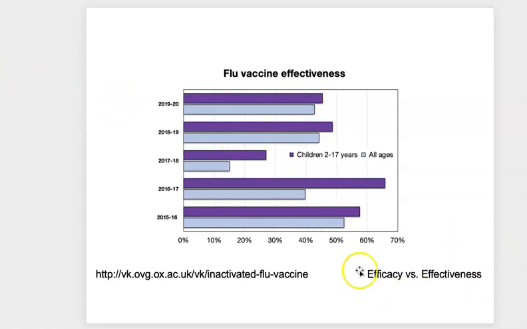I should also point out an important term here, the concept of efficacy versus effectiveness. Efficacy is more of an experimentally determined number in highly controlled trials, whereas effectiveness is how this thing works in the real world, with all the messiness and sloppiness of the real world, where you're unable to control supply chain issues and cold chain issues and so forth.